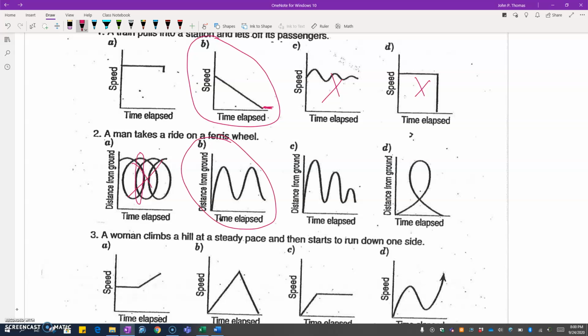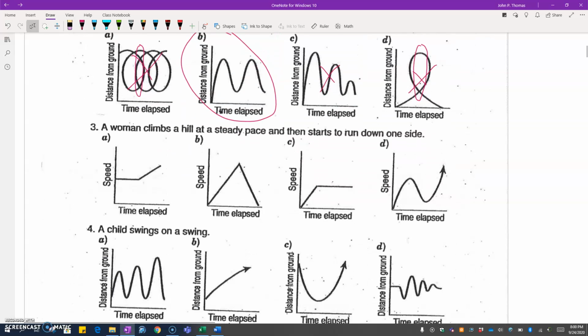C, the Ferris wheel is getting smaller and smaller and smaller for the top height of the Ferris wheel, so that's out. And in D, we have that same issue where the person is in multiple places at the same time right there. So B would be our best choice.